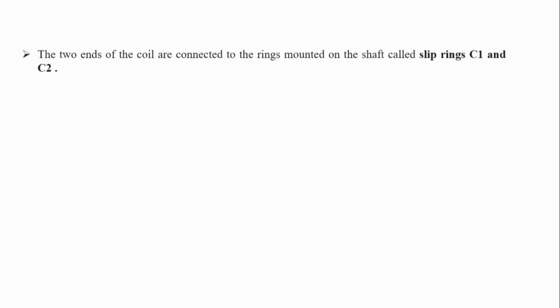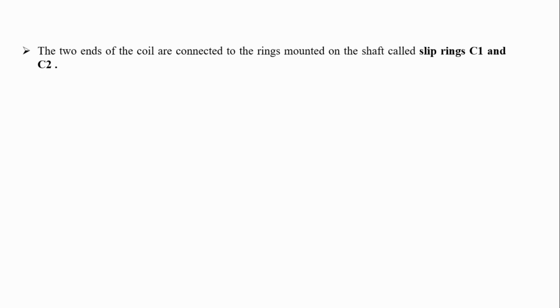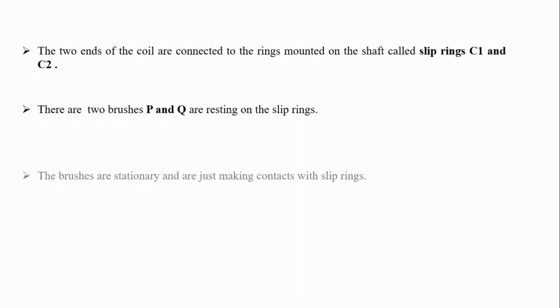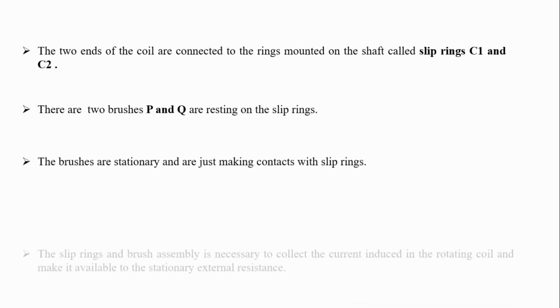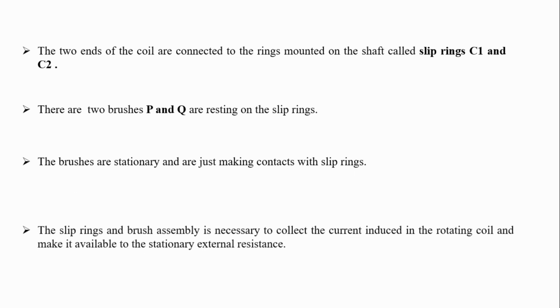The two ends of the coil are connected to rings mounted on the shaft called slip rings C1 and C2. In addition to C1 and C2, there are two brushes P and Q resting on the slip rings. The brushes are stationary and are just making contact with the slip rings. The slip ring and brush assembly is necessary to collect the current induced in the rotating coil and make it available to the stationary external resistance.